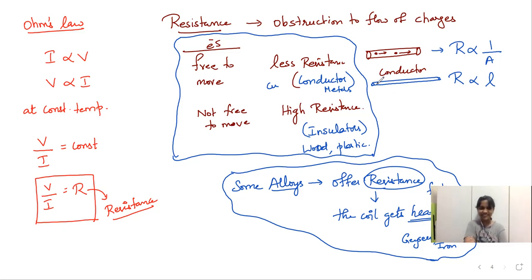Same with the electrons also. Depending upon the difficulty in reaching only, you're calling it as resistance provided by the conductor. So technically, when the length is increased, what happens? The resistance also increases. So it is directly proportional. Okay.